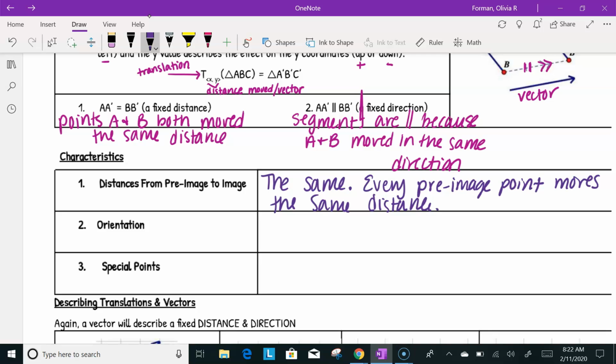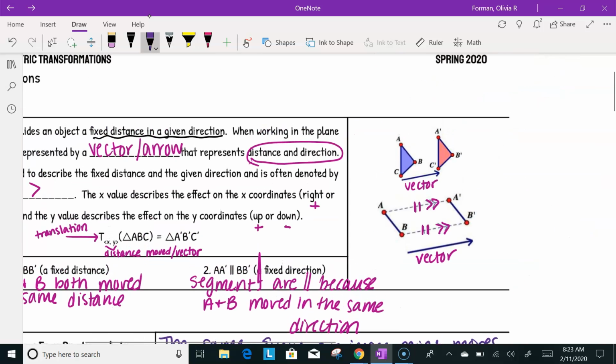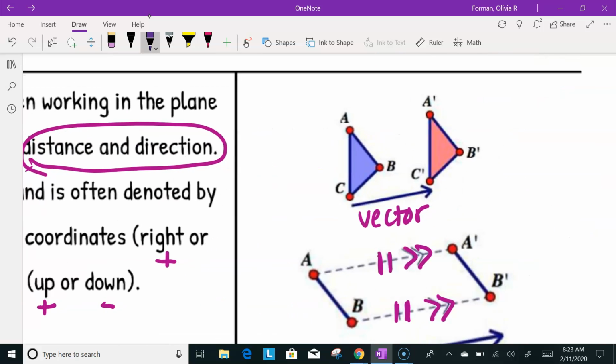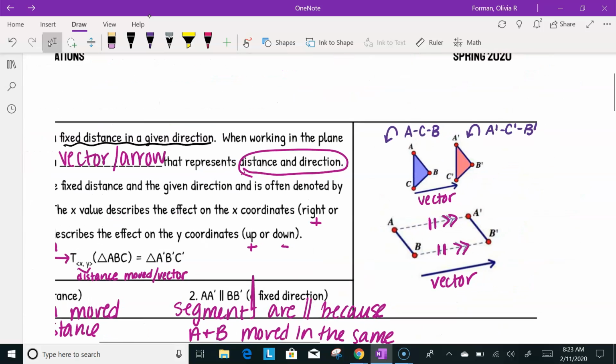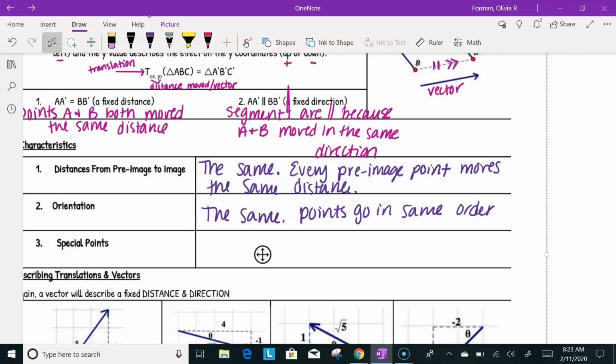The orientation, the order of the points. The orientation will stay the same here. The points go in the same order. So if you go back up here, again, we're looking in, say, a counterclockwise direction. If we start at A, it goes A to C to B. In the second one, if we go in a counterclockwise direction, we start at A prime, we go to C prime, we go to B prime. The order of the letters ACB is still the same. That's what it means by that orientation. So points go in the same order.